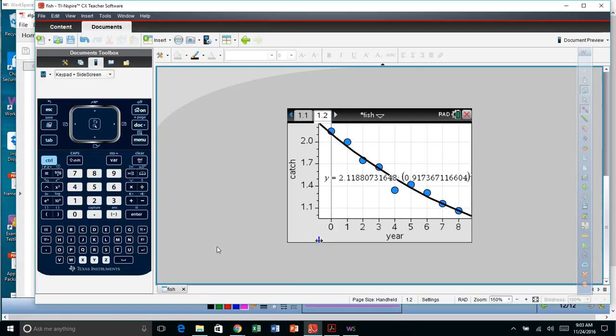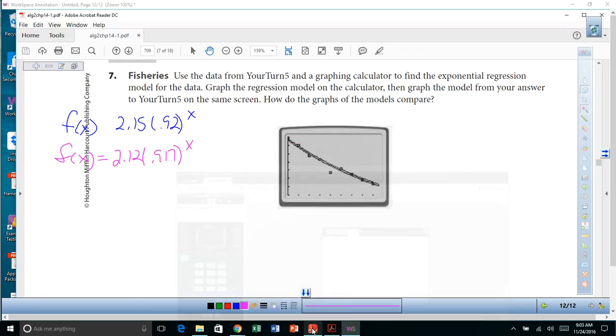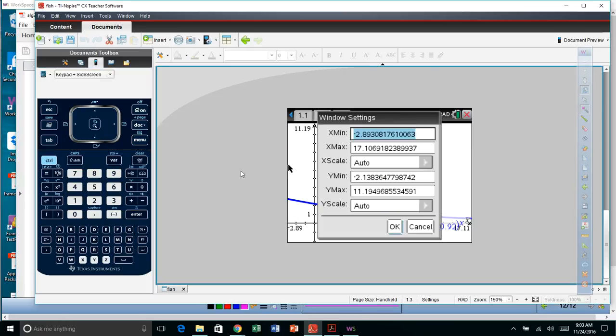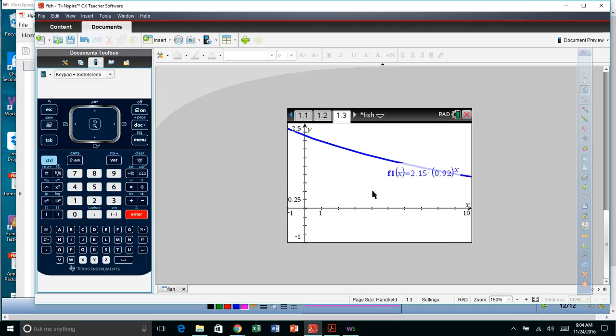And let's see here. What if we graph what we drew a while ago? Okay, we got 2.15 times open parentheses 0.92 to the x. Let's check that. Yeah, and then we'll press graph, enter, and then menu 4, 1, and we'll set x from -1 to 10 with scale 1. And then here we'll put -1 to 2.5, and we'll put 0.25. All right, so how does that compare?